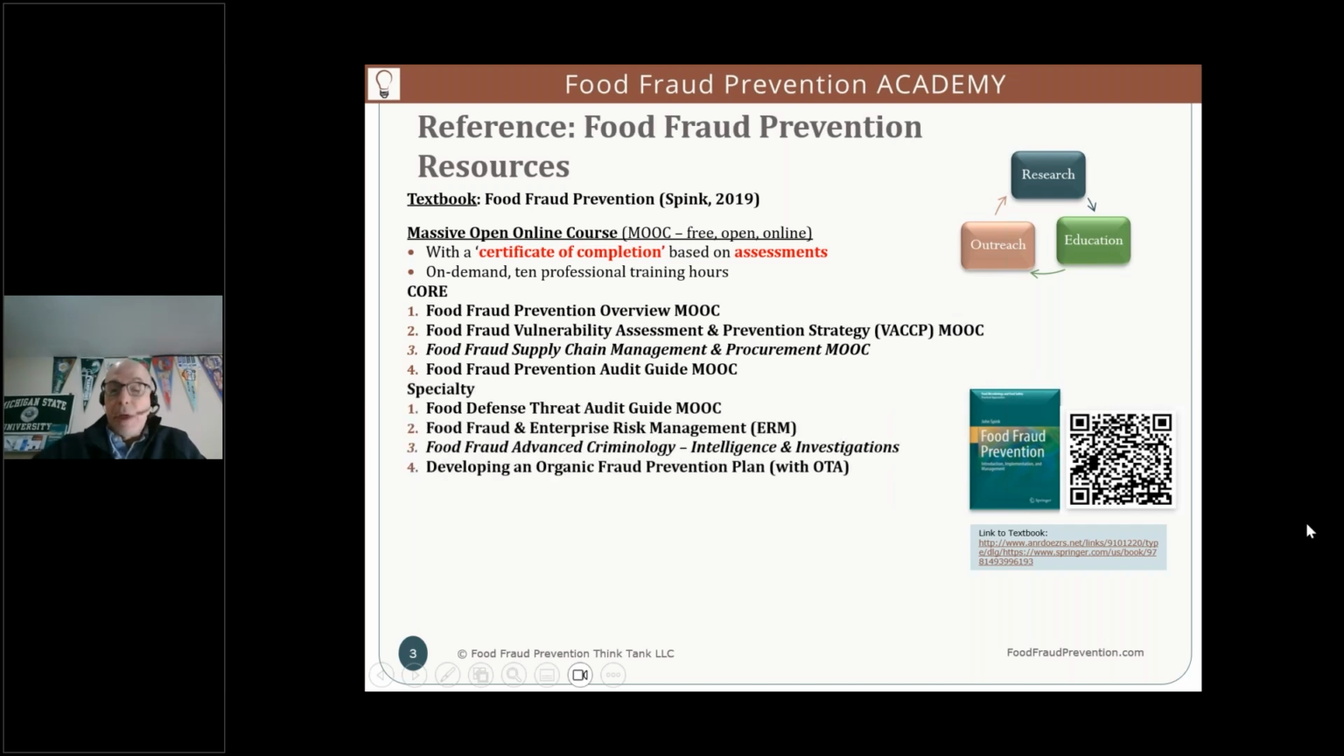We then have some specialty MOOCs that go into more detail. Like with the vulnerability assessments, as you go to a higher level, where you're doing this assessment to present to a CFO or chief risk officer or the owner of a company, then you'd want that enterprise risk management, because it takes this unique food safety, food health, food fraud issue and converts it into business terms.